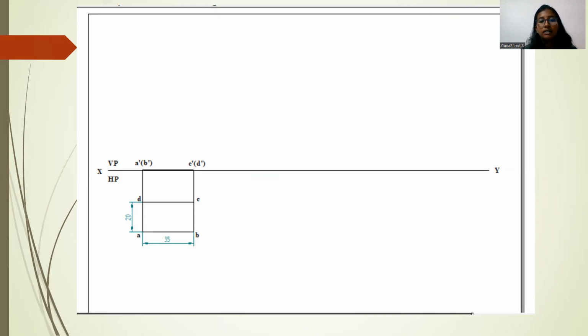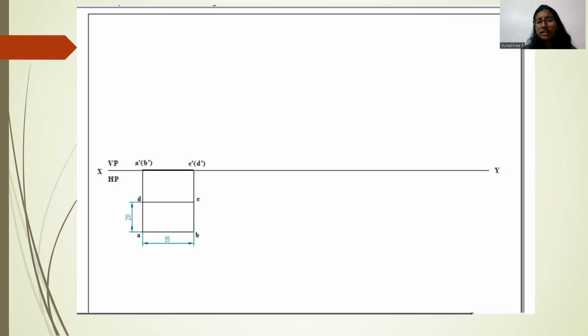So draw a rectangle with sides 35 into 20 mm and mark the points as A, B, C, D respectively, and project the points vertically upward to the XY line and mark the points as A dash, B dash, C dash, D dash. Here A dash, B dash suggests that A is visible and B is not visible. When mentioning in HP, it should always be in terms of A, B, and in VP, it should always be in terms of A dash and B dash and so on.